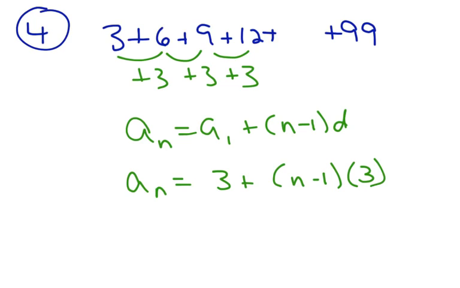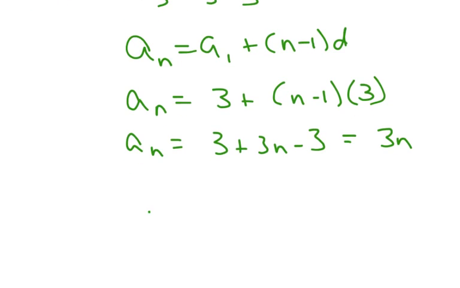And that's 3. And then I would simplify, so I get 3 plus 3n minus 3, which is going to equal 3n. So the expression is 3n. So sigma notation, 3n, we always start with n is 1. Wait a second, what number goes on top of sigma?